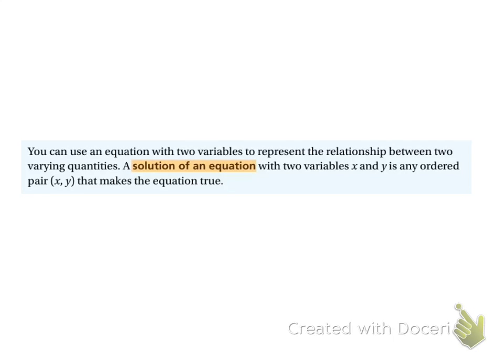Okay, this is section 1.9 of Algebra. A solution of an equation with two variables, x and y, is an ordered pair, x comma y, that makes the equation true. So we looked at solutions where there's just one letter in it, one variable, and we plug in a number. Now we're going to be plugging in two numbers, like an ordered pair on a graph.